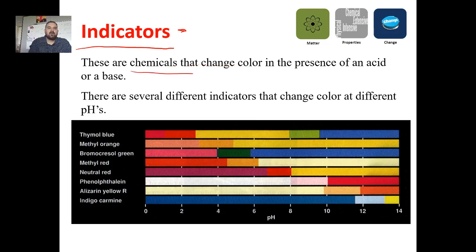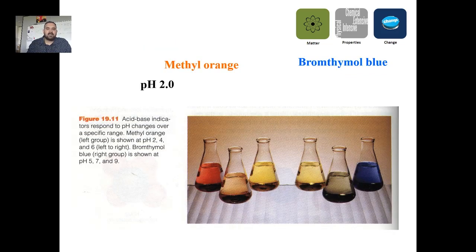In a minute. I wouldn't leave right now. All right, we're going to move on. So an indicator is a chemical that changes color in the presence of an acid or a base. All right, let's get into the math.